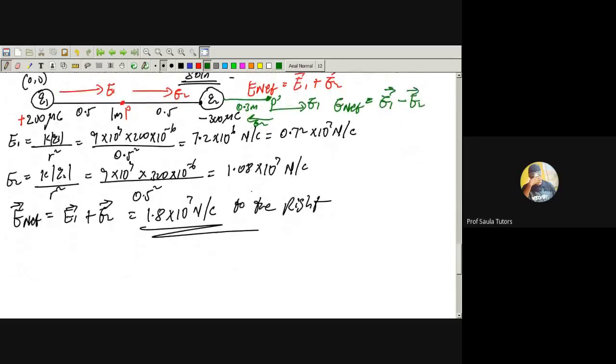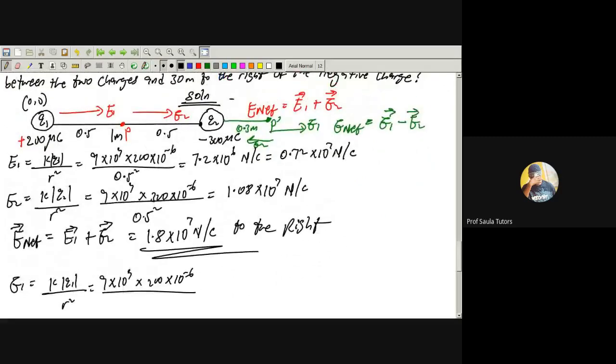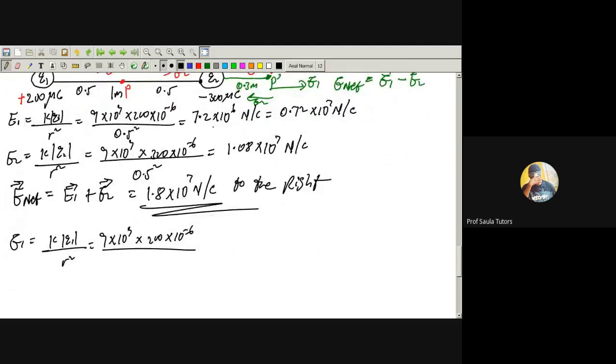All right, let us now calculate our magnitudes, E1 and E2. E1 equals k over r squared, 9 times 10 to the power 9 times 200 times 10 to the power minus 6. Now, what is the distance? The distance has changed. The distance of charge Q1 from this point P is 1 plus 0.3, and that's 1.3. Do you hear it? It is 1.3.